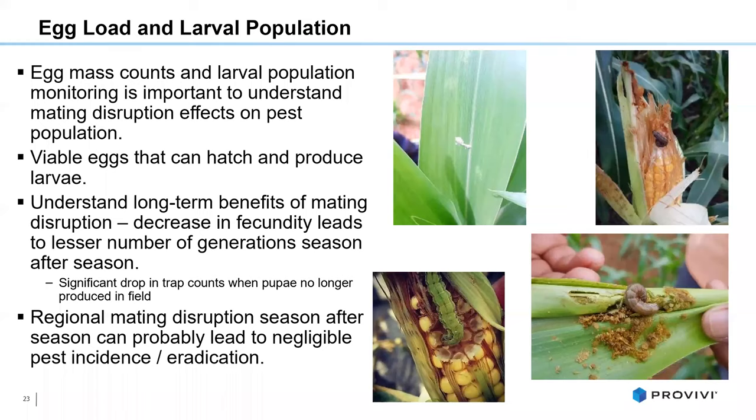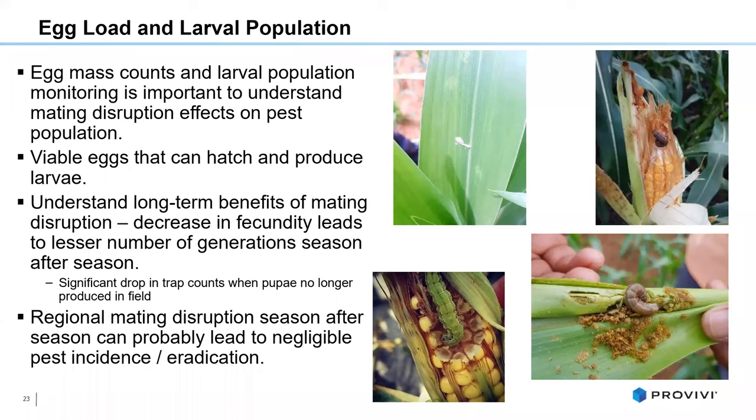And we also want to understand the long-term benefits of mating disruption, where we look at the decrease in fecundity that decreases the number of generations season after season. Just imagine if there is lesser mating happening in the field, there is a significant drop in the larval population, and a very significant drop in pupal population, and the moths coming for the next generation would be lower and lower. So with regional mating disruption, season after season, we can probably see very negligible pest incidence. And sometimes we can even eradicate the pest in these situations.